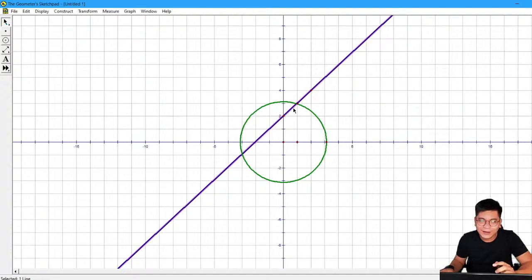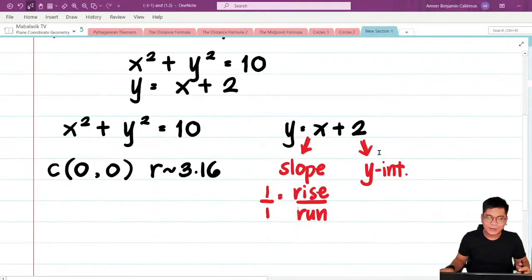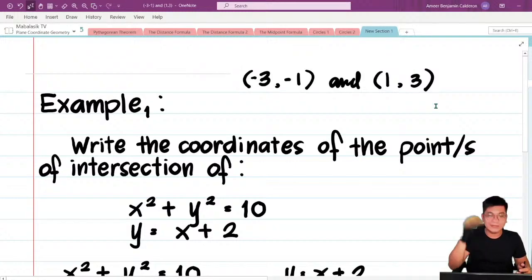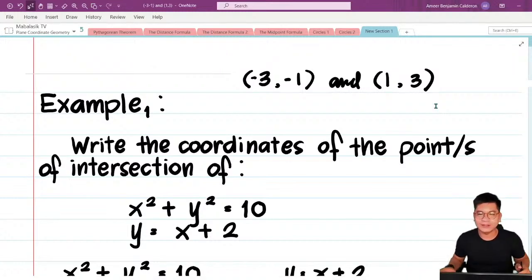As you can see, there are points of intersection. This is 1, 1, 2, 3. That's also positive 1, positive 3. How about the other one? Negative 1, negative 2, negative 3, negative 1. Negative 3, negative 1 also. So, in our graphing calculator, these are the coordinates of the points of intersection. In our manual graphing, these are also the coordinates of the points of intersection.